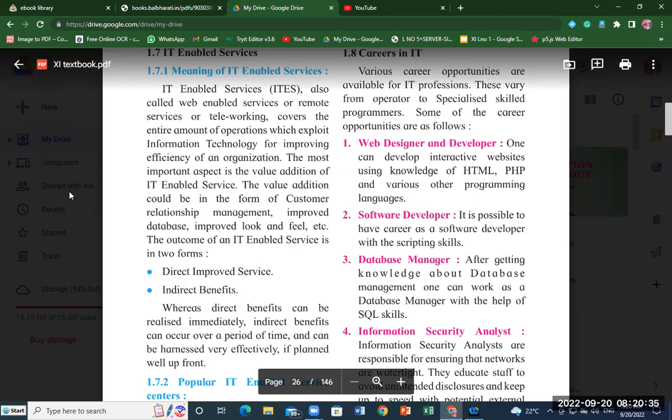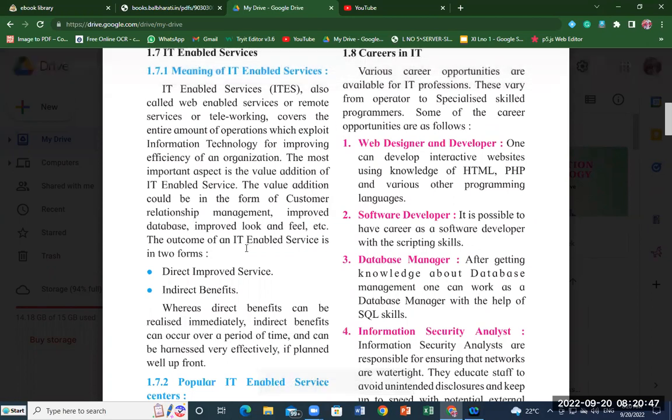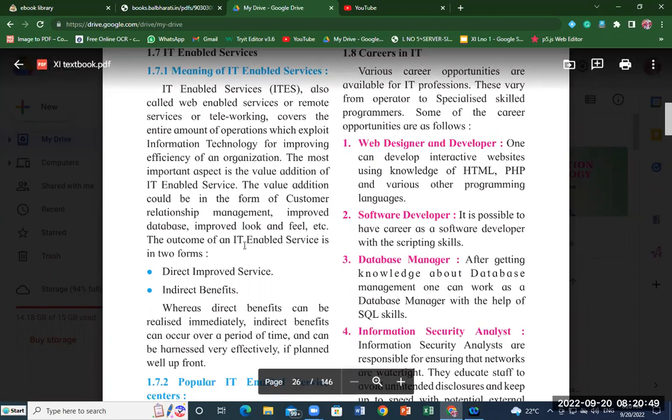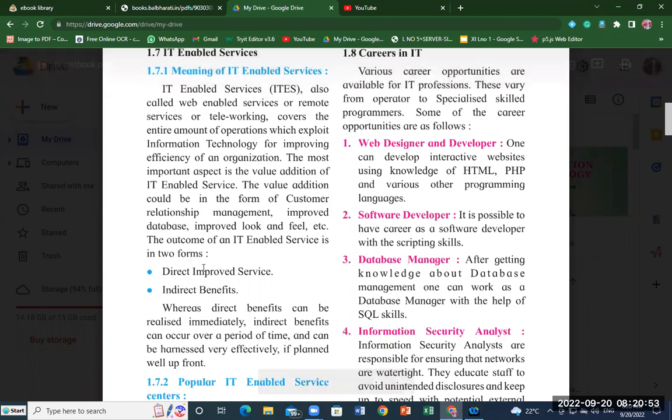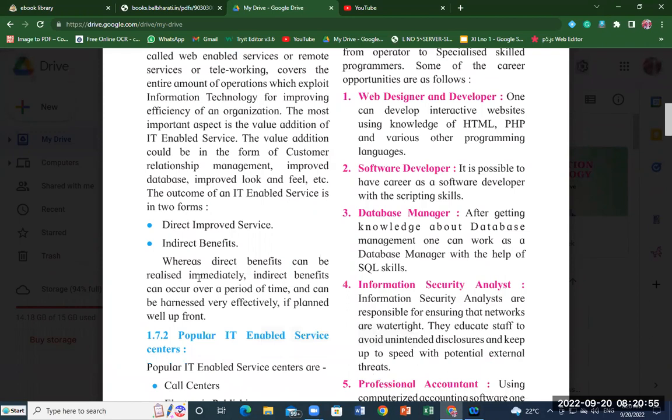Then I have improved look and feel. How it looks. Previously it was bad and now it is good. Or how more I can enhance on it, right? So I can do that as an IT service. I can enable it. The outcome of an IT-enabled service is of two forms. Which are the two forms? Direct improved services and indirect benefits.